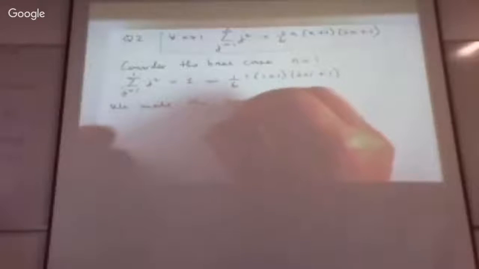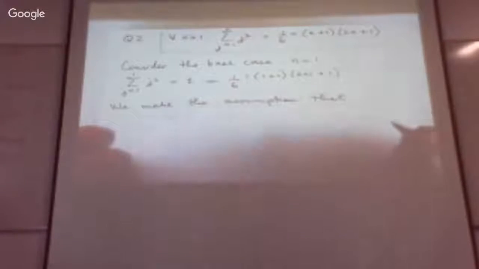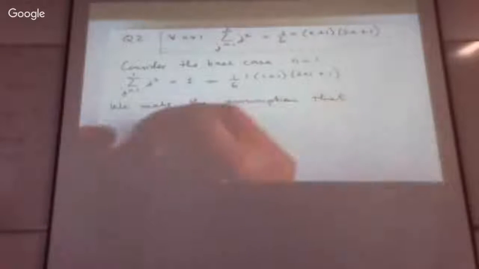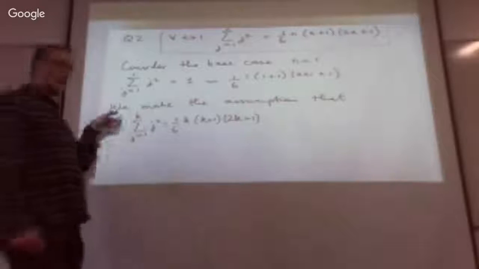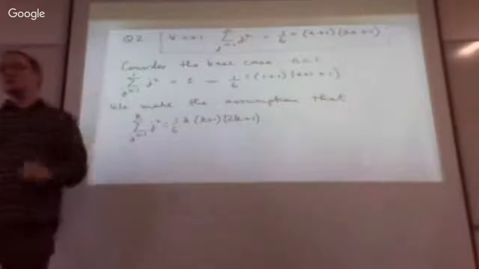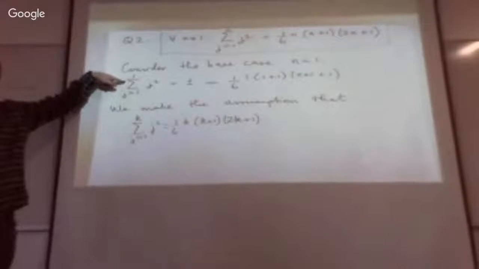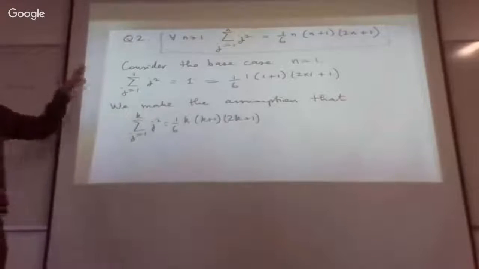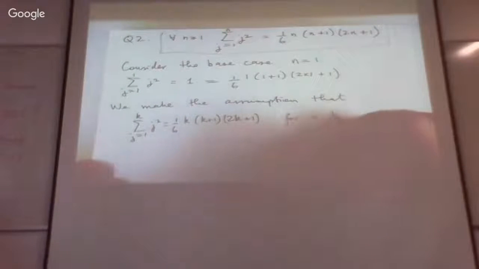So we make the assumption that the summation from j equals 1 up to k of j squared is 1/6 of k times k plus 1 times 2k plus 1. Okay, we're not proving that. We're assuming it. We're pretending it's true. It is true at least one time, for k equals 1. We're going to loosen that and just assume it's true for some value of k greater than or equal to 1.